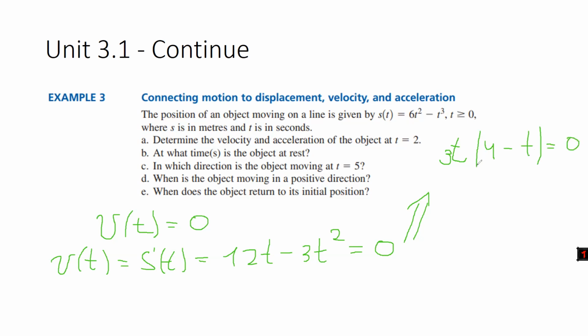Now I just need to find at what value this is true, right? And it's not so hard, because 0 multiplied by anything equals 0. So I have two solutions: 3t equals 0, or 4 subtract t equals 0. So t1 would be 0, and t2 would be 4.